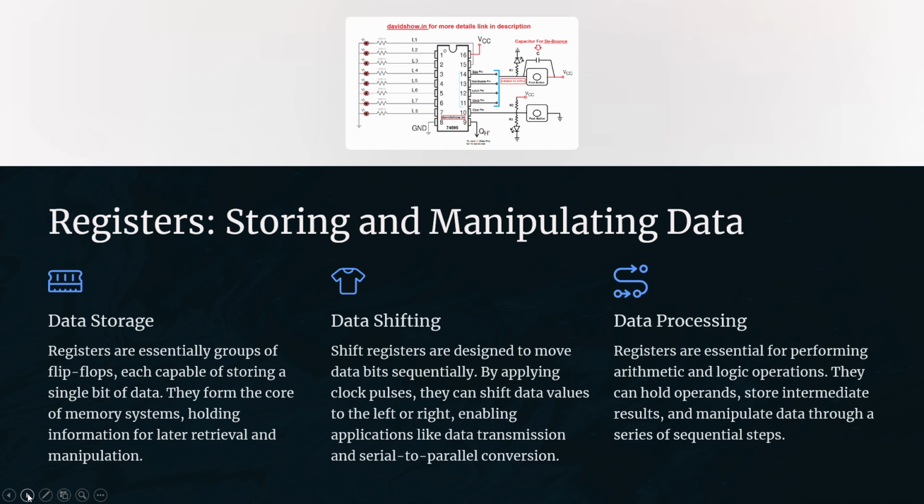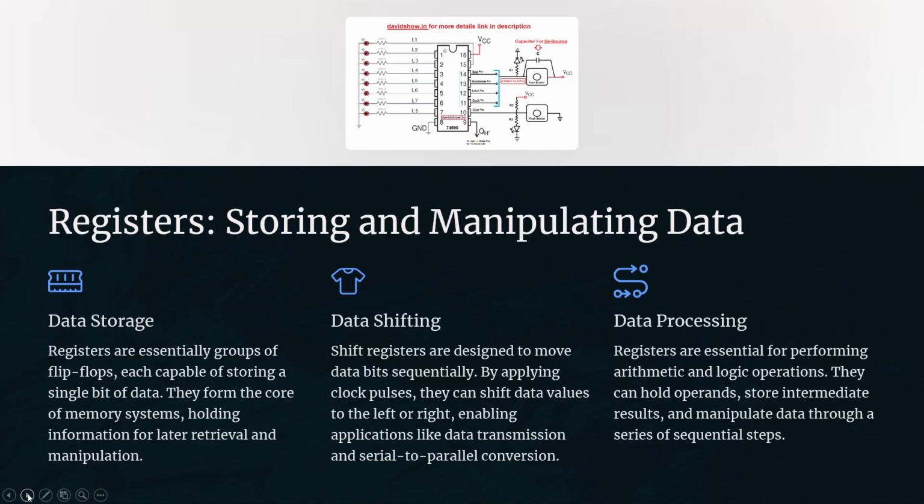Registers: storing and manipulating data. Data storage. Registers are essentially groups of flip-flops, each capable of storing a single bit of data. They form the core of memory systems, holding information for later retrieval and manipulation.